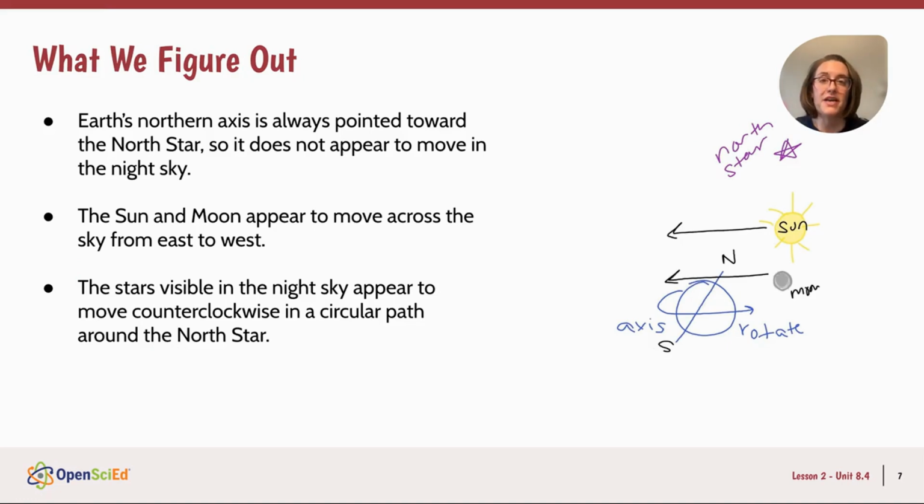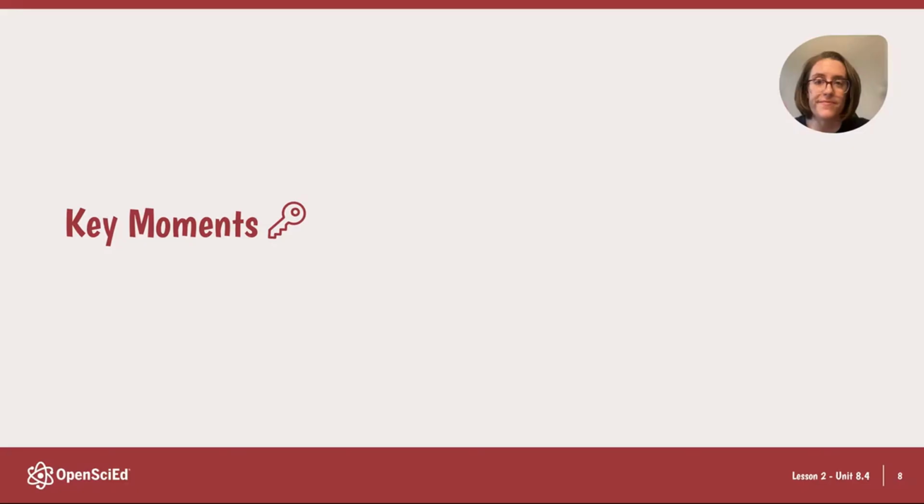Students will figure out that Earth's northern axis is pointed at the North Star, which is why it doesn't appear to move in the night sky. The other stars visible at night move in a circle around the North Star, and the sun and the moon both move east to west across the sky.